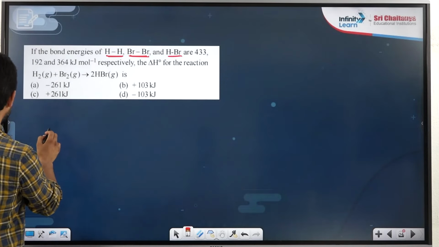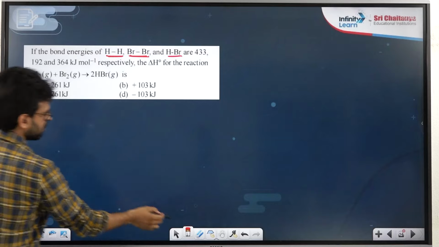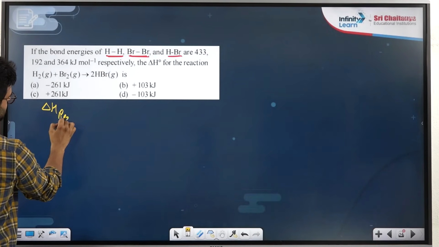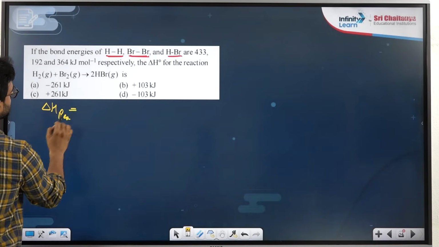So if you look here, what is coming? Delta H of reaction, bond enthalpy of reactants. First understand, 1 mole of H2, na? 1 mole H2 means it has 1 mole of HH bond. 1 mole Br2 means it has 1 mole of Br bond. 2 moles HBr means it has 2 moles of HBr bond, right? First of all, count the bonds. 1 mole HH bond, 1 mole Br bond, and 2 moles of HBr bond, right?